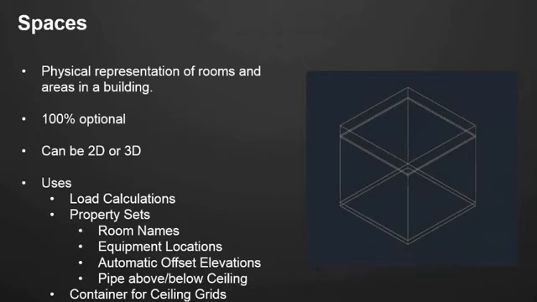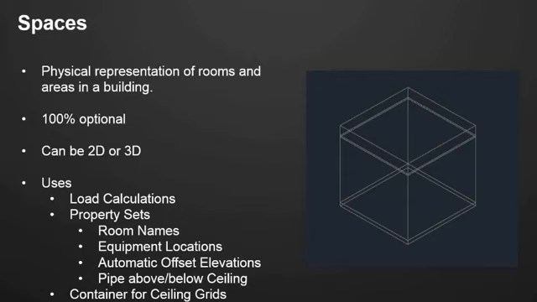Spaces are a physical representation of the rooms and the areas in your building. The space is a logical element, but in AutoCAD MEP we can represent it as a physical element. It is 100% optional. You do not have to do it if you do not want to. They can be 2D or they can be 3D. It's up to you how you want to use them. They have uses for load calculations, property sets. You can assign room names for room tags. They're very useful for scheduling equipment locations. Automatic offset elevations.